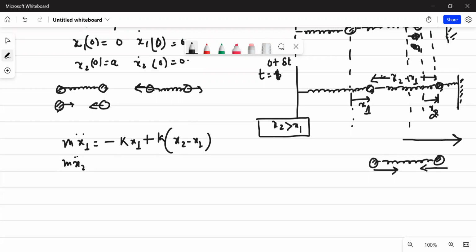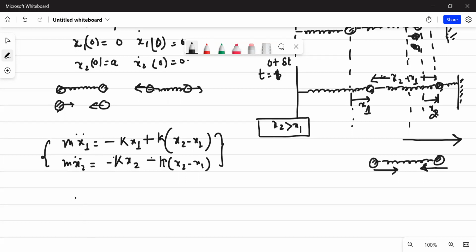And if I write m x2 double dot, it will be minus k x2, because it is getting compressed by a quantity x2. So it will push it in this direction. And again, there will be kappa (x2 minus x1), and you can see here. So are you getting my point? This is your differential equation governing the motion of the left mass and the right mass. Okay, so let us write that in a little bit more detail.